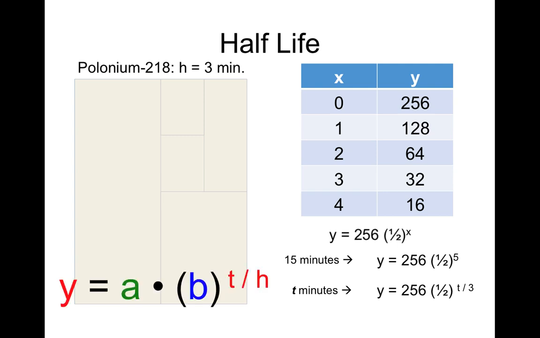So in general, our half-life equation looks like this. We want our exponent to be the number of half-lives, so we need to take the amount of time and divide it by the half-life of the isotope.